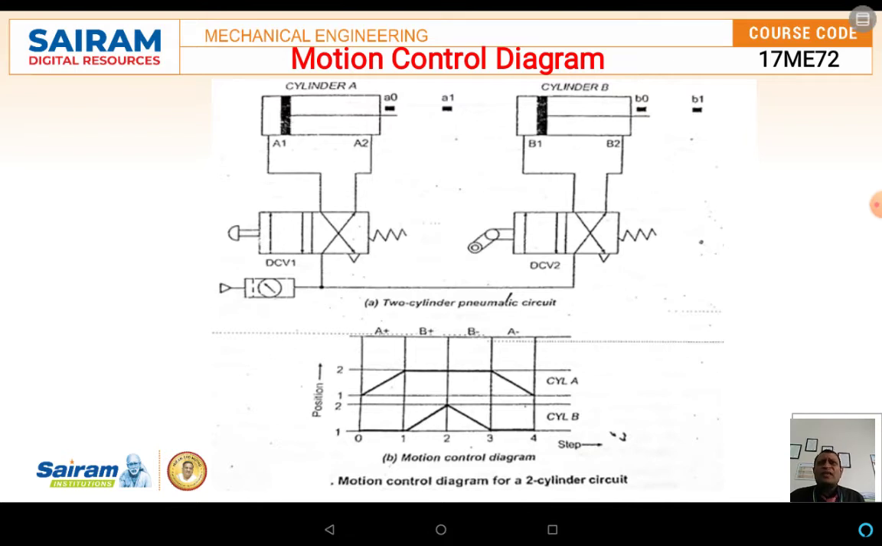Now here it has been represented by means of a circuit diagram. Compressed air is passed through the FRL. After the FRL, two lines are connected. One line is for cylinder A, the other line is for cylinder B. Now the control of cylinder A and cylinder B is done by using DCV1 and DCV2. The DCV1 has A1 and A2, or it may be A plus and A minus.